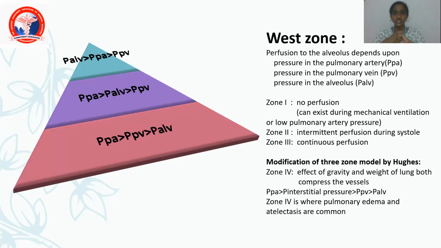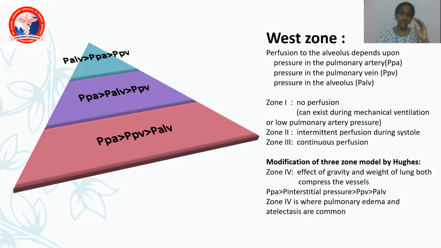So there are West zones. We classify the lungs into 3 zones. That is the West classification, but later on Hughes modified the West zone into 4 zones totally. So how are we classifying these zones? They are based on the pressures, when we are comparing the alveolar pressure, pulmonary artery pressure, pulmonary venous pressure, and the interstitial pressure. So based on a comparison of all these, whichever is the highest, according to that concept, we are classifying the zones of the lung.